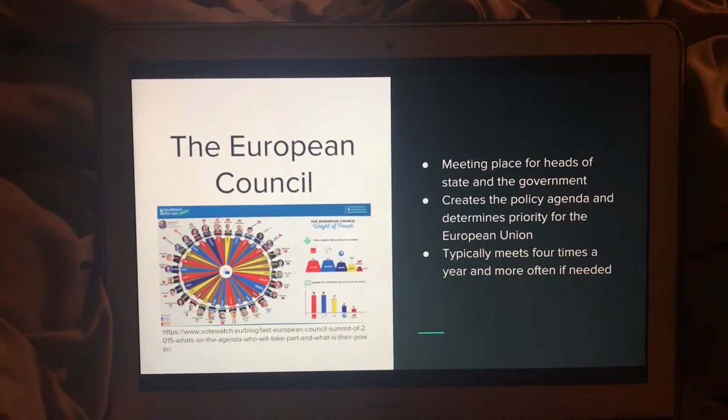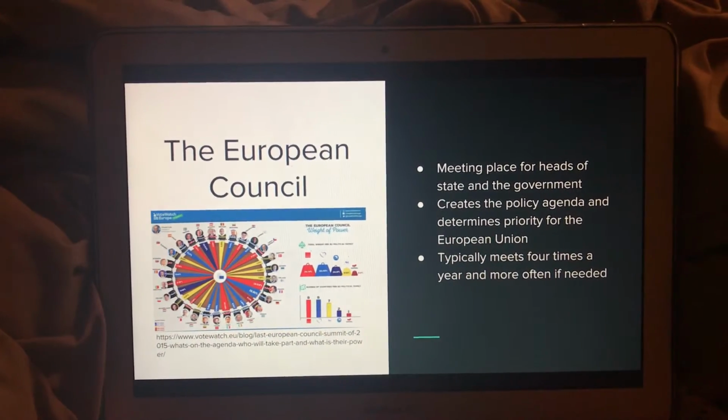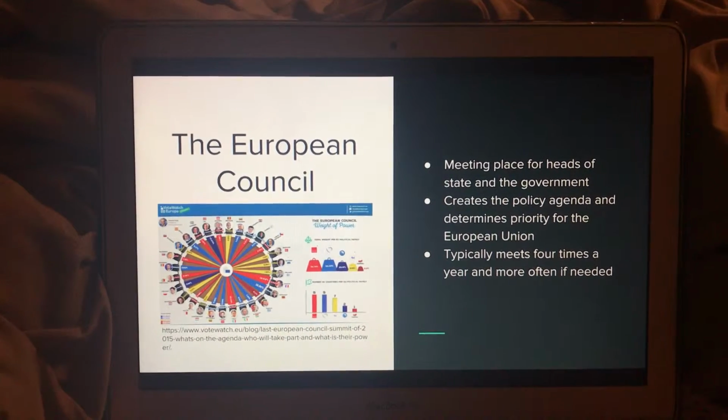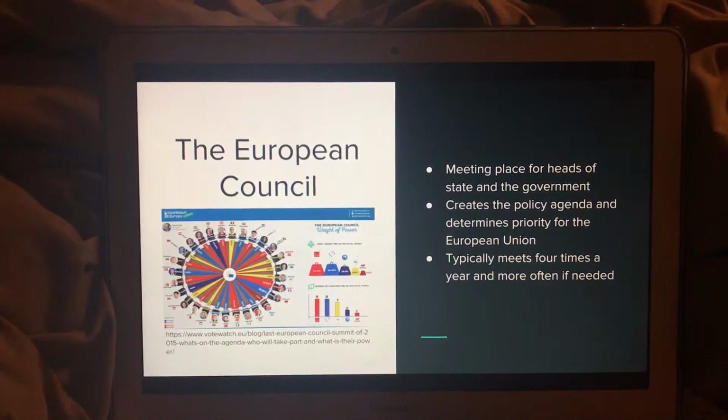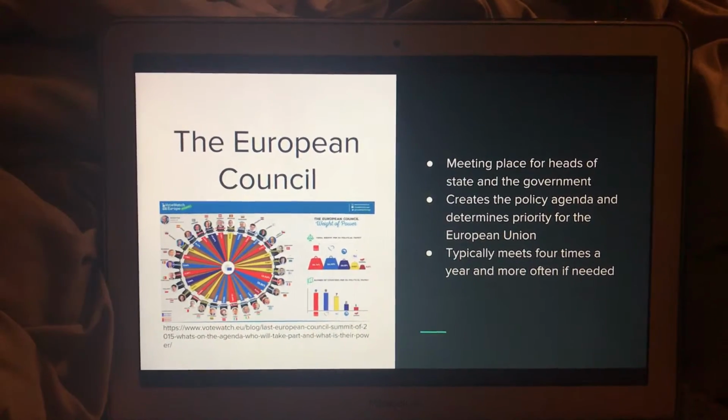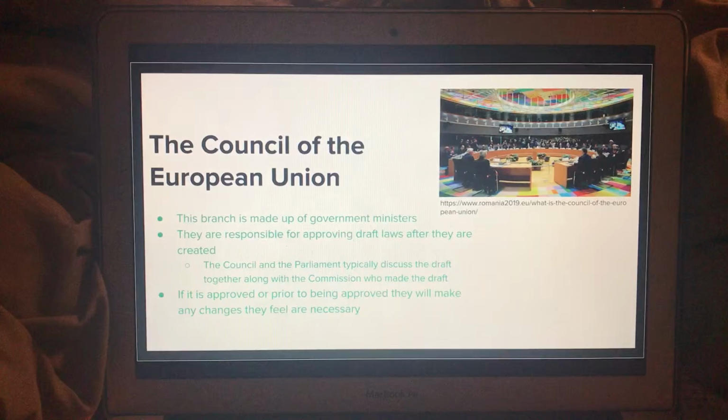The European Council. This is the meeting place for heads of state and the government. It creates the policy agenda and determines priority for the European Union. It typically meets 4 times a year and more often if needed.